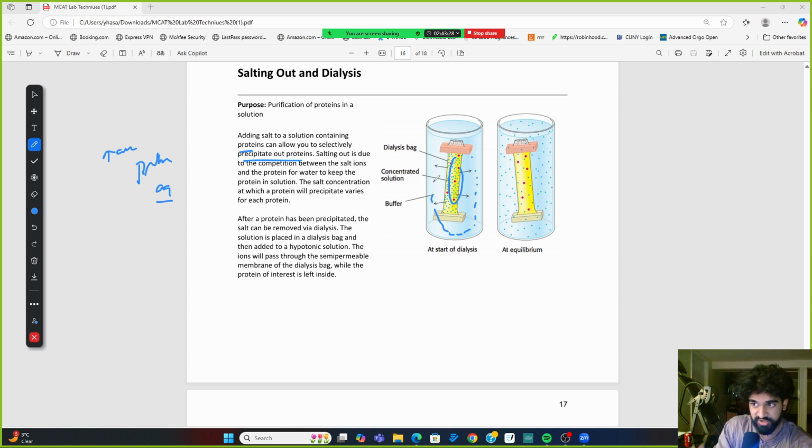It doesn't turn into salt, it turns into protein. How would a protein turn to salt?